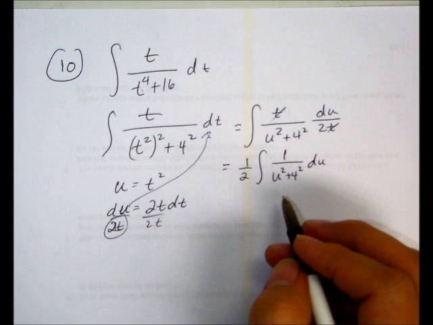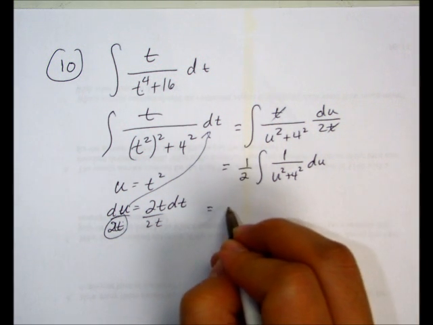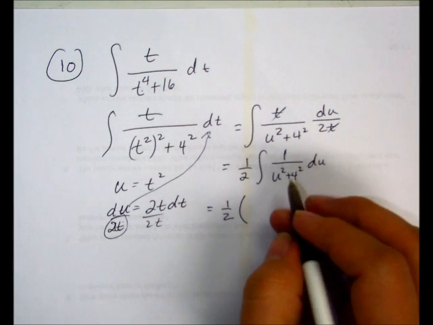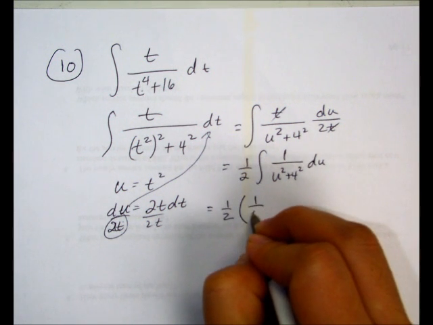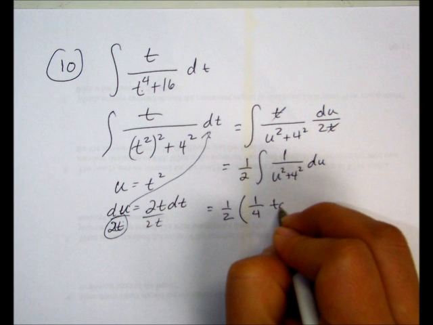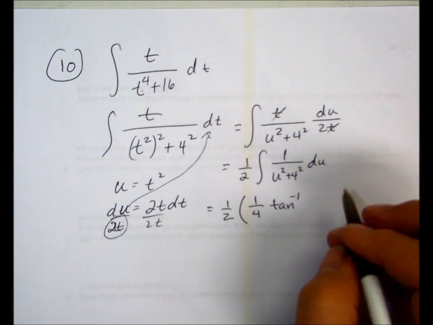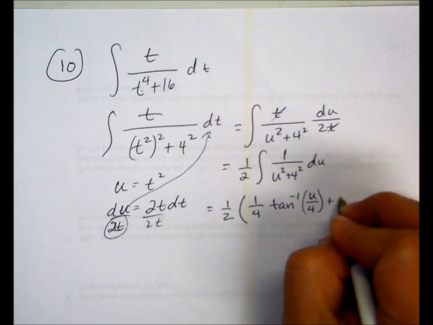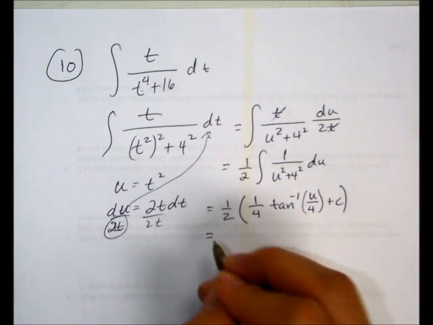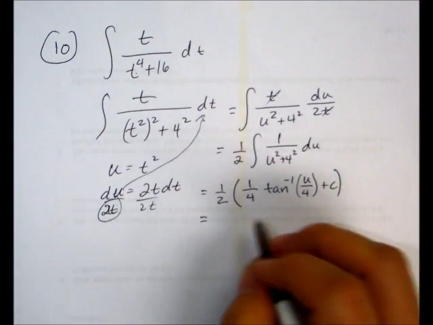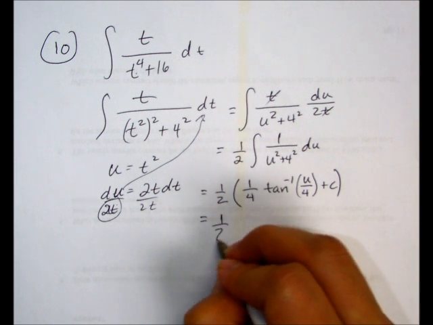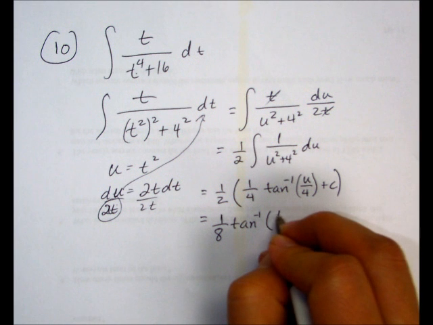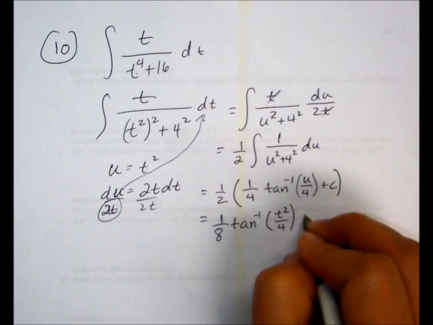Now this definitely looks like the arctangent. So I'm going to have 1/2 times the antiderivative, which is going to be 1 over 4 arctan of u over 4 plus c. Our last step here is to put our u back. We're going to have 1/8 inverse tangent. Our u was t squared plus c.